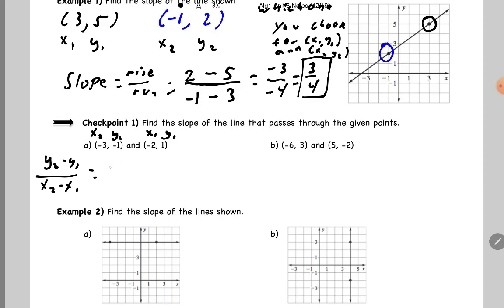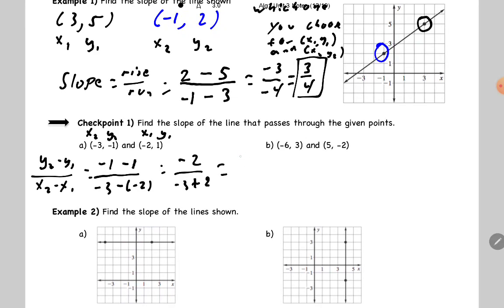So y2 is negative 1 minus y1, which is 1, divided by x2, which is negative 3 minus negative 2. So in the top we have negative 2. On the bottom we have negative 3 plus 2. Two negatives make it positive. So I have negative 2 over negative 1, which is 2.